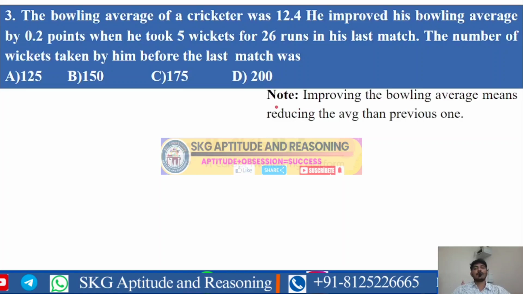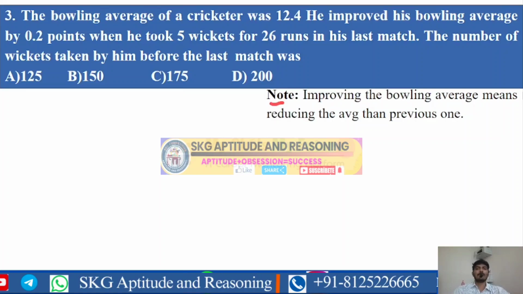So here we need to remember one point. When a bowler is improving his bowling average, it means he is actually reducing the average compared to the previous one. So you need to be careful about this point. If you remember it, you will be able to get the answer correctly.